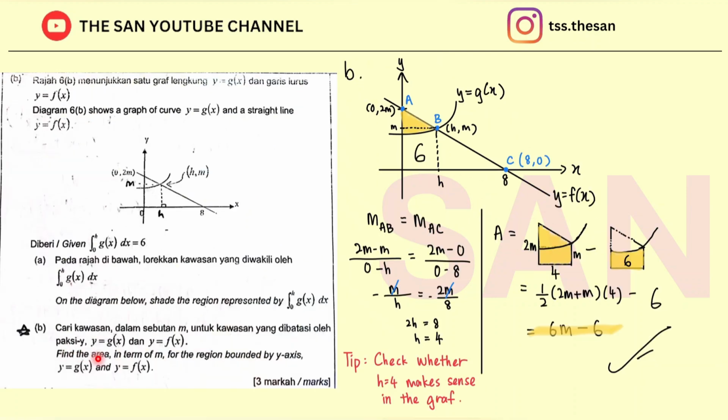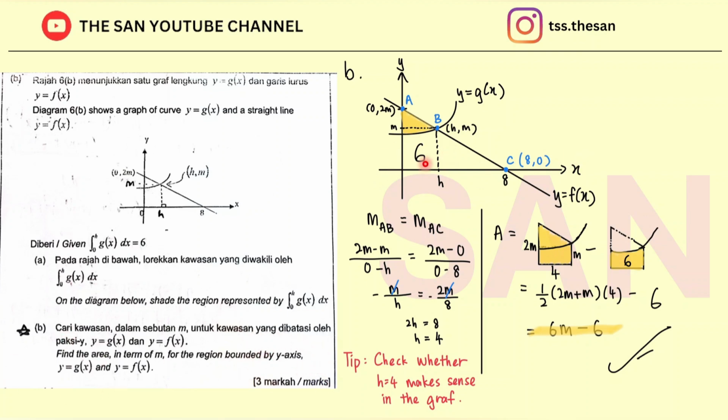So next, find the area in terms of m for the region bounded by the y-axis, y equals g(x) and y equals f(x). So this region is actually this yellow color part. How do we know? You just have to see this yellow color part touches all these three lines. It touches the y-axis, it touches g(x), it touches f(x). So students may ask, why can't it be this bottom area? Because this bottom area touches the x-axis, but the question didn't mention the x-axis.